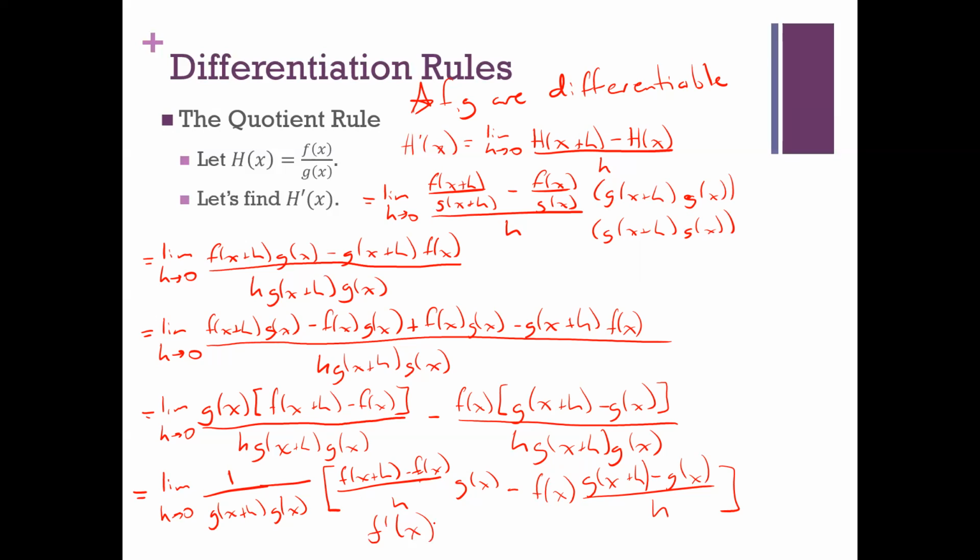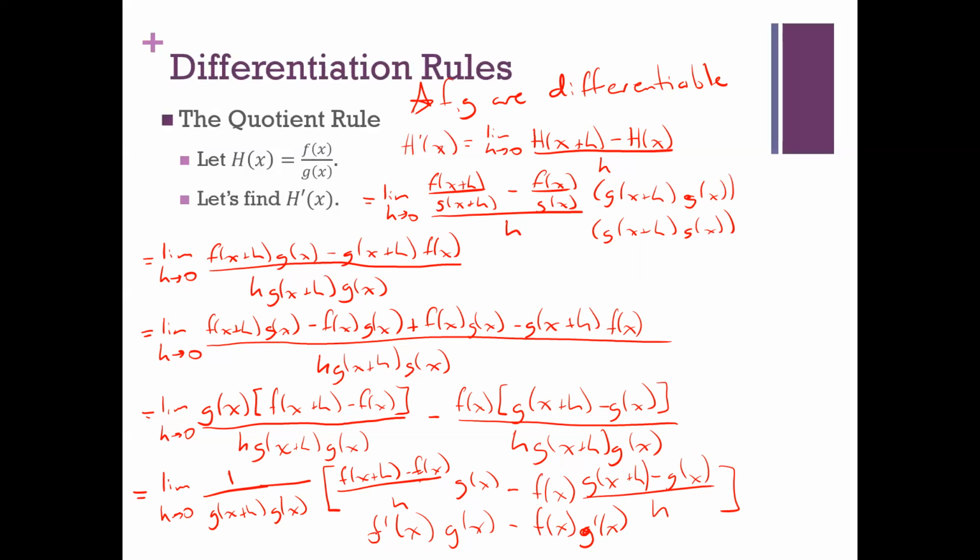And that is the definition of the derivative, right? That difference quotient, the limit as h approaches 0 of that difference quotient. G of x is just going to stay the same. And then over here, you're going to have f of x times g prime of x. So we're almost there. We have the numerator. The numerator is going to be f prime times g minus f times g prime.